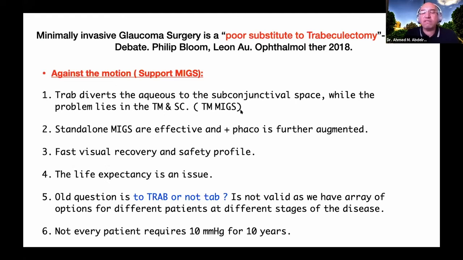Interesting. Let's go for those who are supporting MIGS. MIGS actually are treating the pathology. Trabeculectomy just diverts the fluid to the subconjunctival space, while MIGS treat the pathology, and the standalone MIGS are effective, with fast visual recovery and a good safety profile. And definitely, if we go to the other question, trab or not trab, that is not the question nowadays. We have something in between, and not every patient requires a pressure of 10.